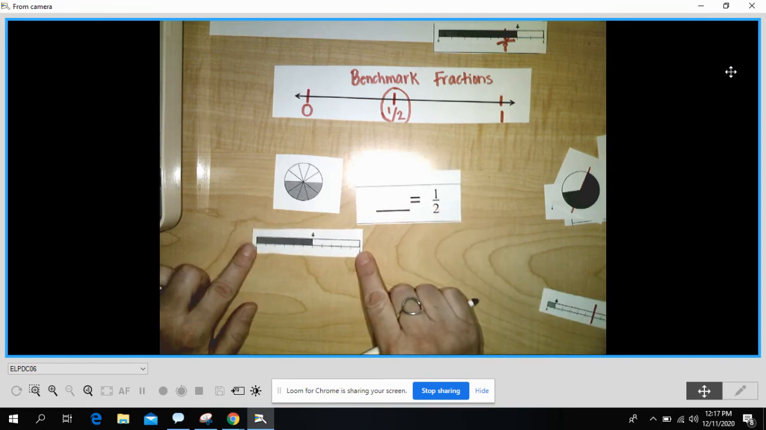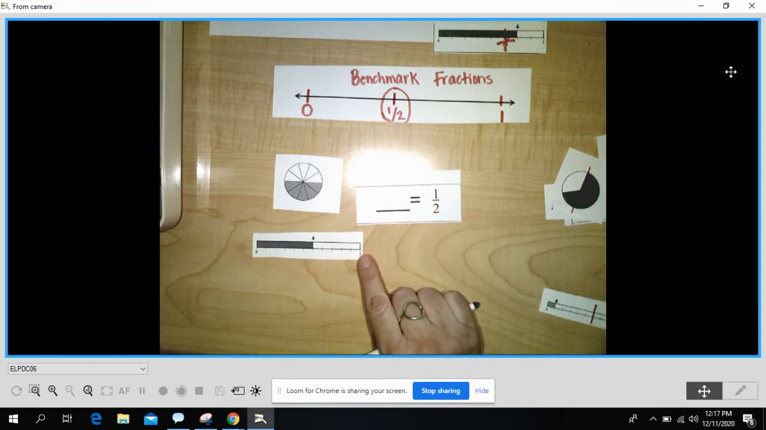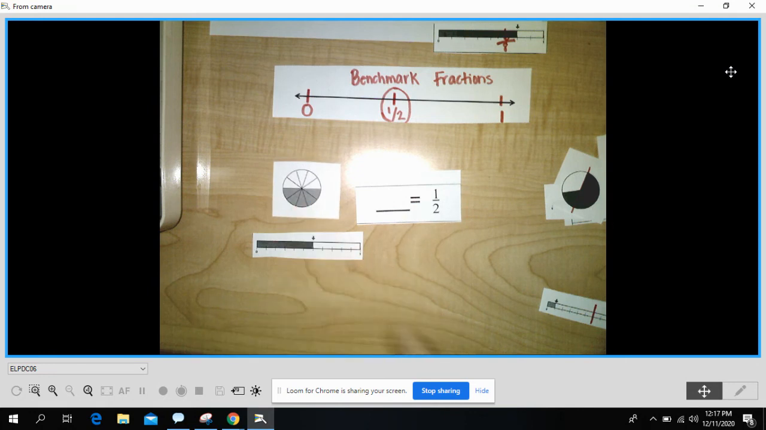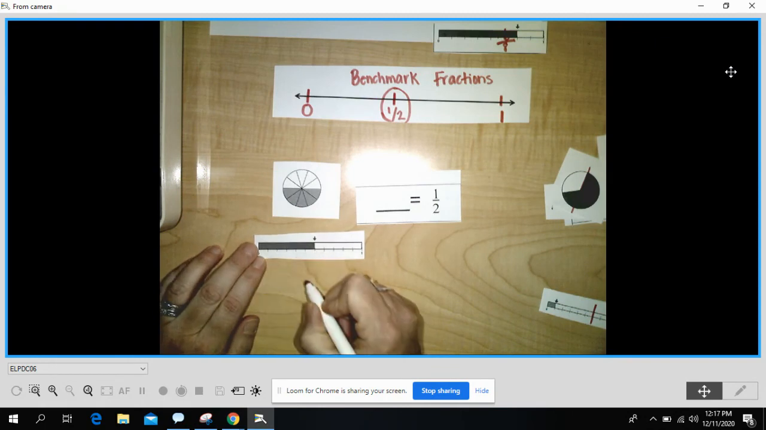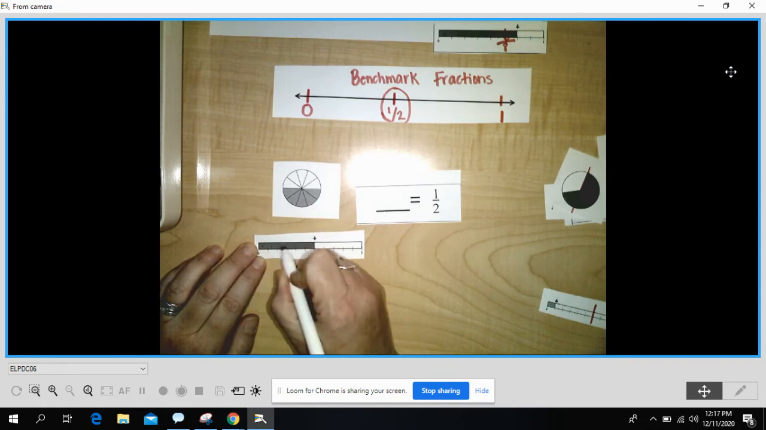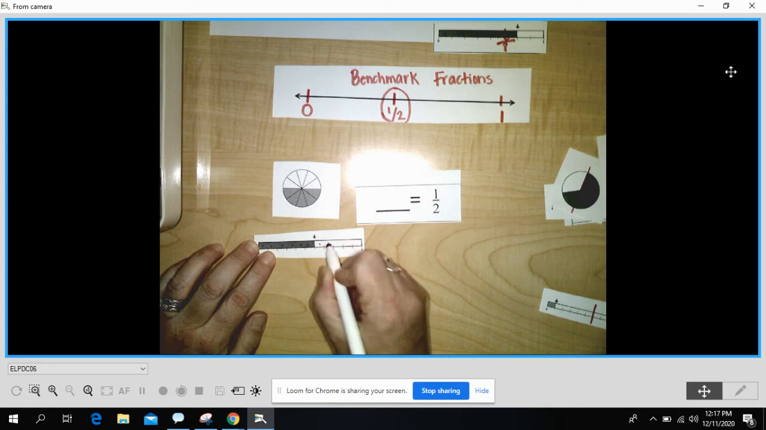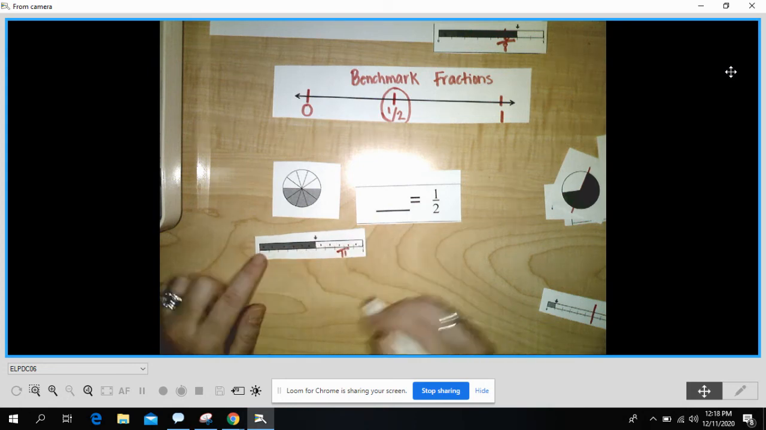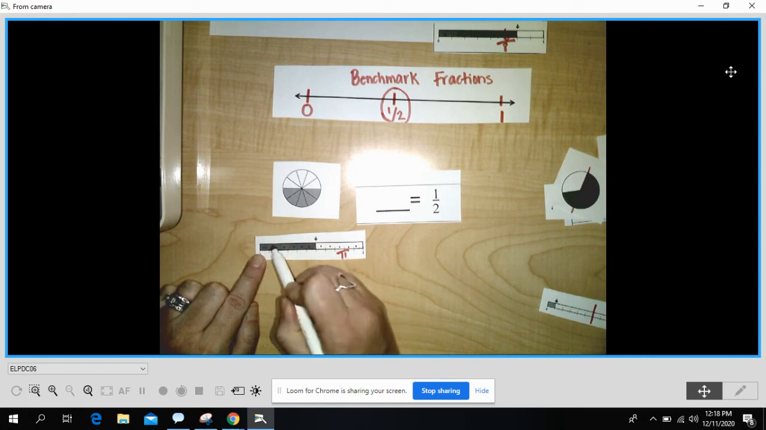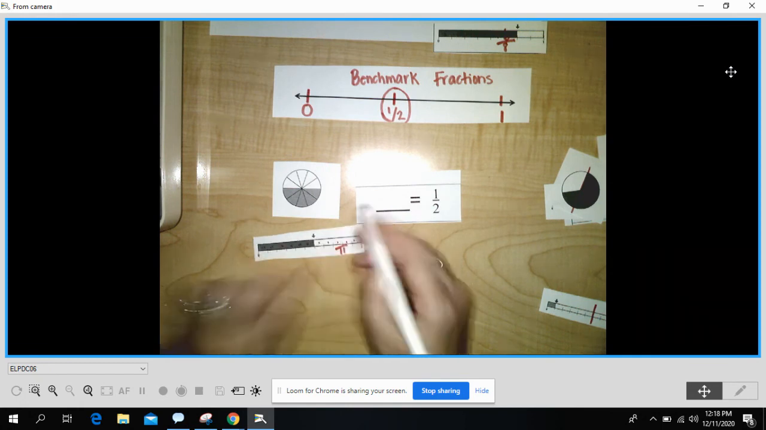Now this one, I really wanted us to focus on this. This looks really close to 1/2. Which one is correct? Let's look at this number line. I'm going to figure out what my fraction is. 1, 2, 3, 4, 5, 6, 7, 8, 9, 10, 11. How many pieces are shaded? 1, 2, 3, 4, 5, 6.